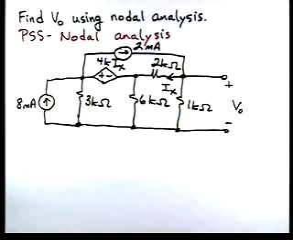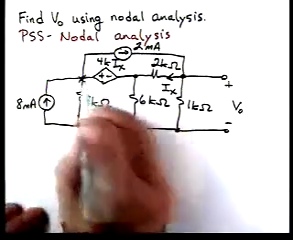In this problem, we're going to find V0 using nodal analysis. So we'll use our problem-solving strategy on nodal analysis. Note that we have a dependent voltage source in this circuit, and we'll look at how we deal with it. Our problem-solving strategy, the first step says determine the number of nodes.